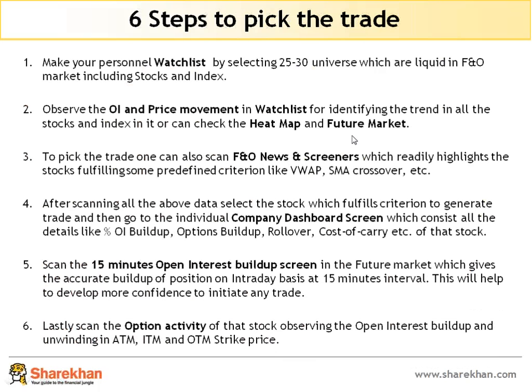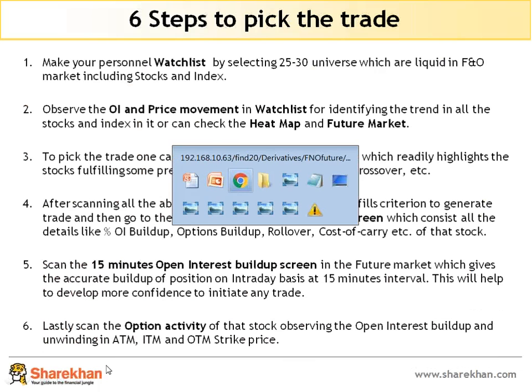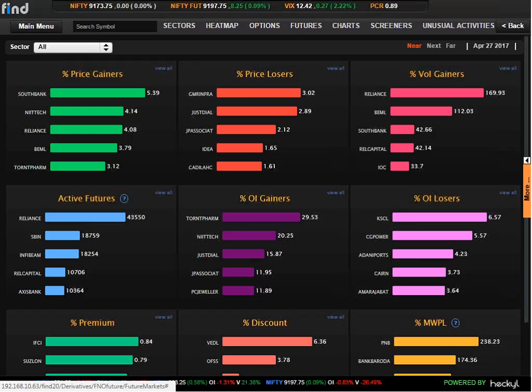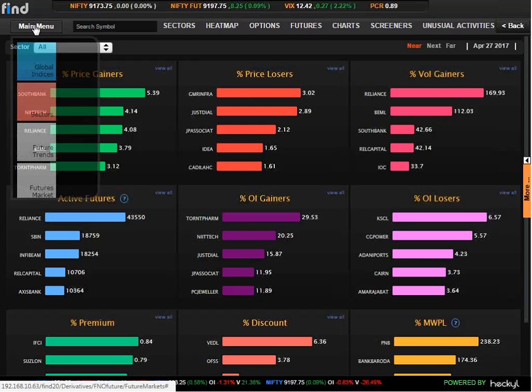For using this tool, since there are 180 stocks listed in the FNO market, it will be quite difficult to view all of these stocks. But if you squeeze your universe to just 25, 30 stocks which are quite liquid in the FNO market, it will be much easier. So you can make your watch list by adding 25 or 20 stocks.